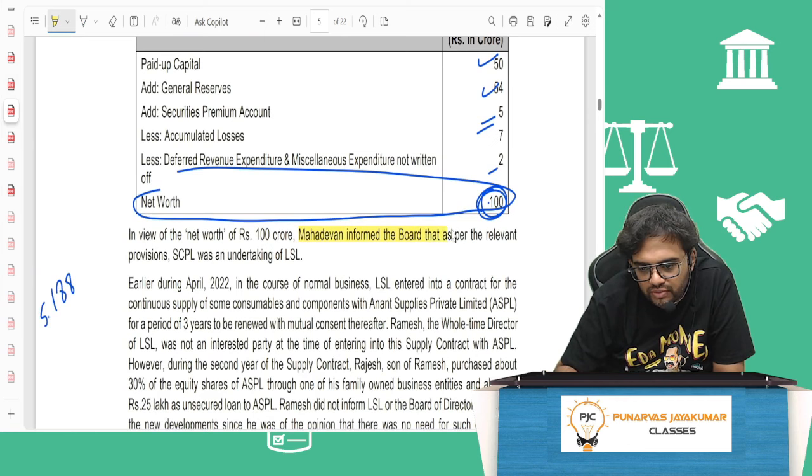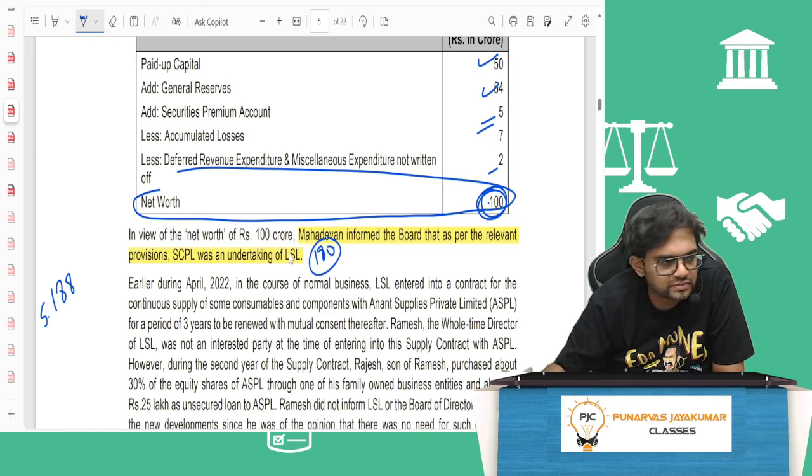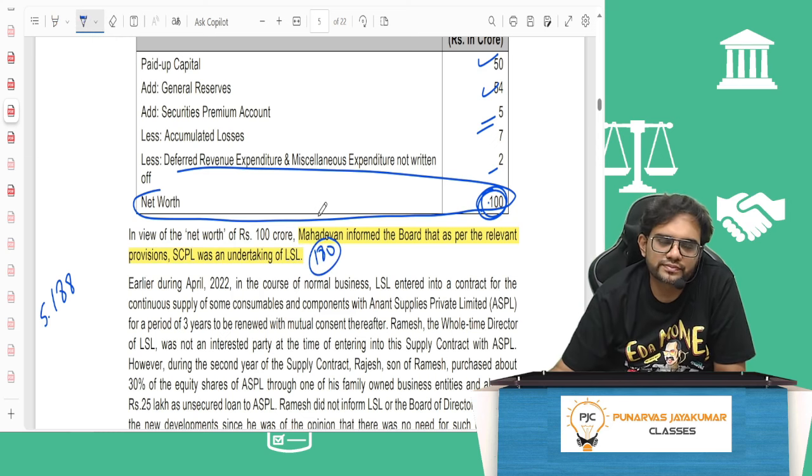Mahadevan informed the board that as per relevant provision, SCPL was an undertaking under 180. What is the relevant provision? Beautiful question. Sir, how all that? Okay, now they have given. What if they have not given? This is just a mock test paper. Real test paper may be tougher. Got it? So 180 chapter closed there.